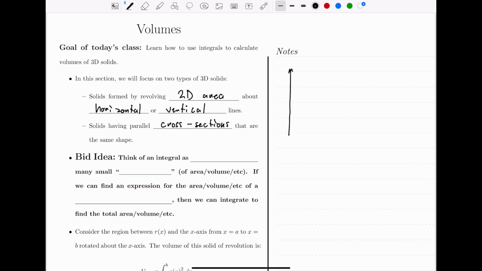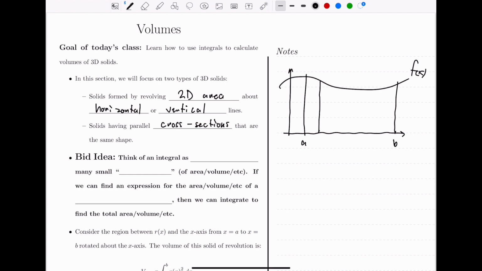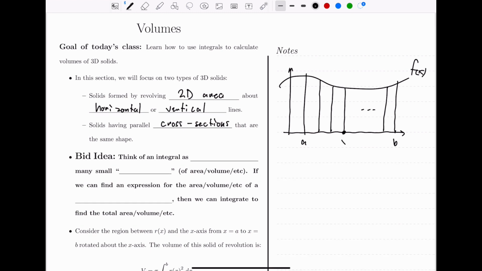So remember back to when you first learned about definite integrals. Perhaps you drew a graph something like this. We have some function f of x. We start at x equals a, and we go to x equals b, and we want to find the area under the curve. Well, how do we do this? We start by dividing up the region into smaller subintervals. We used n subintervals, and let's just imagine picking one of these endpoints here. Let's call it x sub i. The width of each of these intervals was delta x.